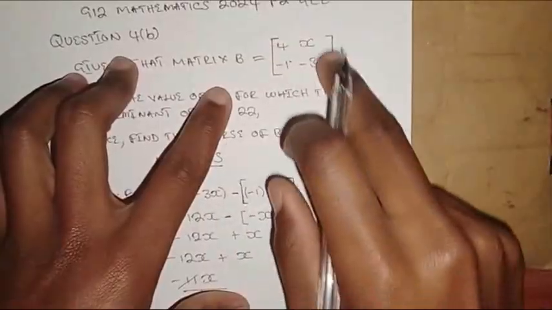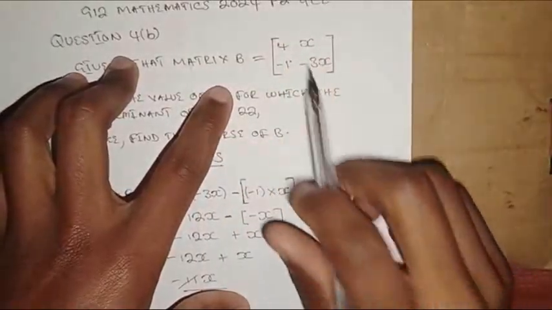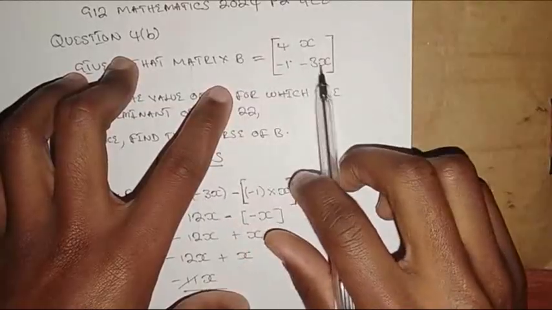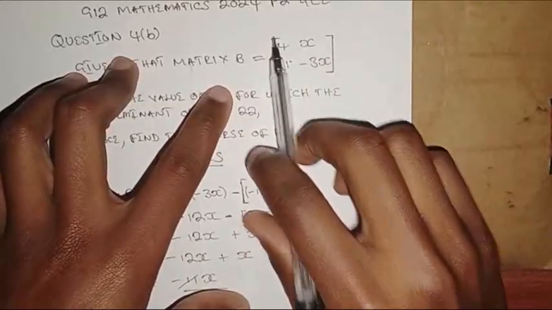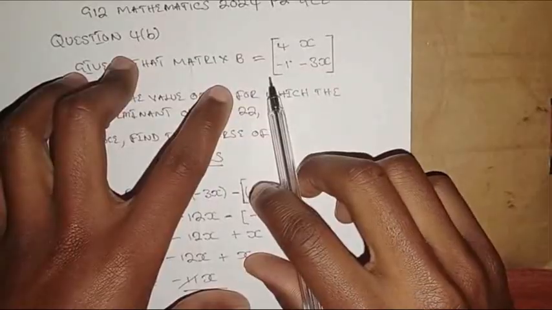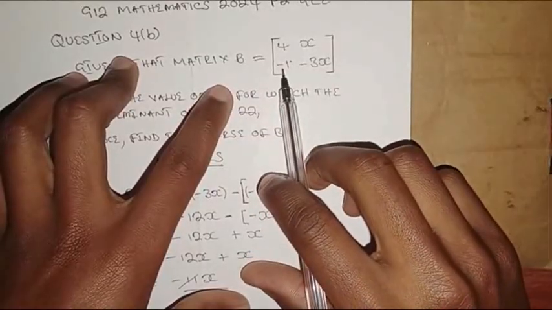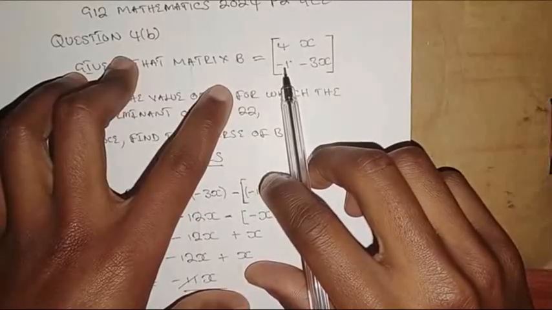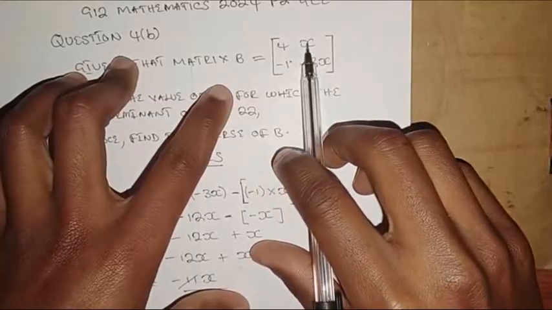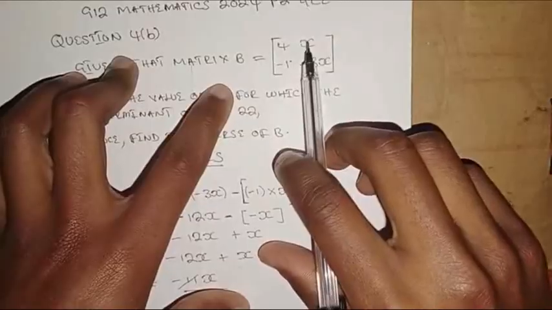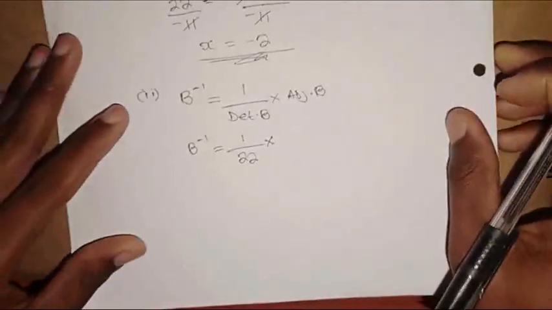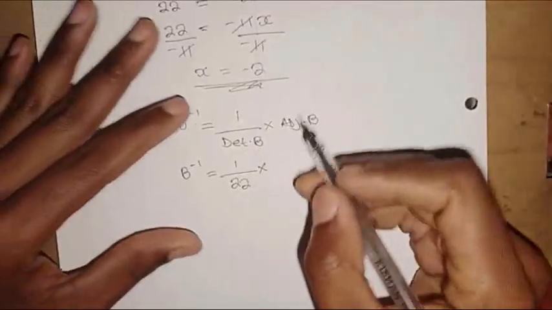So if we want to find the adjoint of this matrix, these will interchange, they will swap places, then these will change their signs. So we're going to have a positive 1 because this is a negative, so we need to change it into positive, and this is going to be a negative x because it's positive and we need to change it into negative. Hopefully I'm making myself clear.